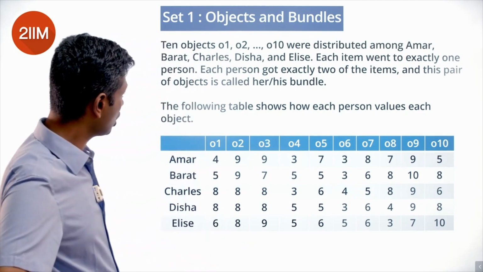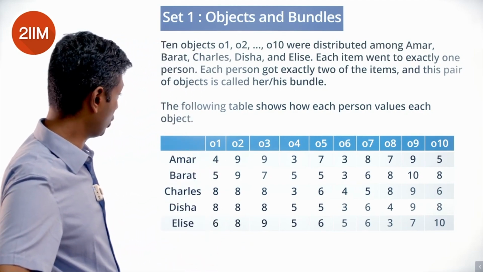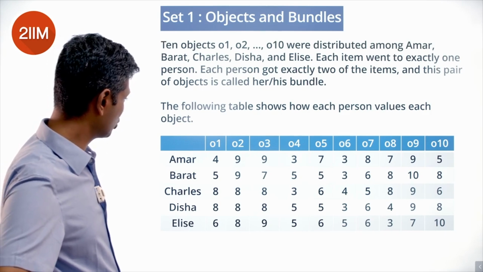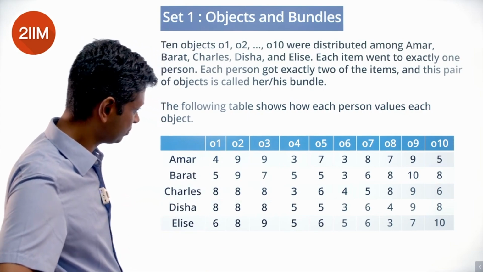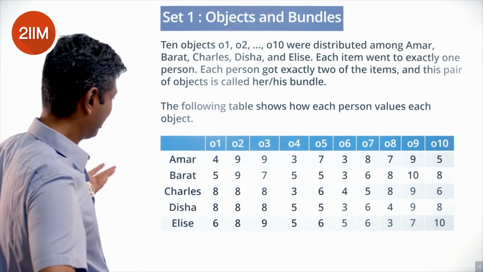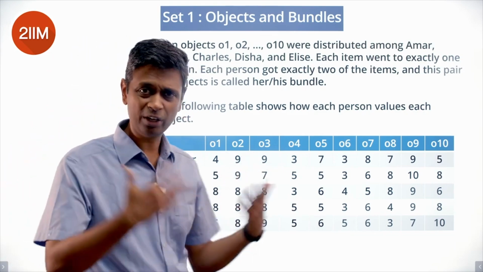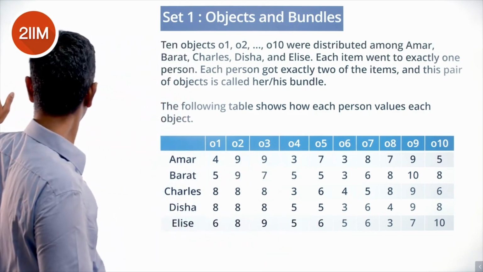The following table shows how each person values each object. Numbers going from 4 to 10. There's also a 3 sitting here. Nice. But we can't really make sense of this. So we need to read more before we draw any conclusion.